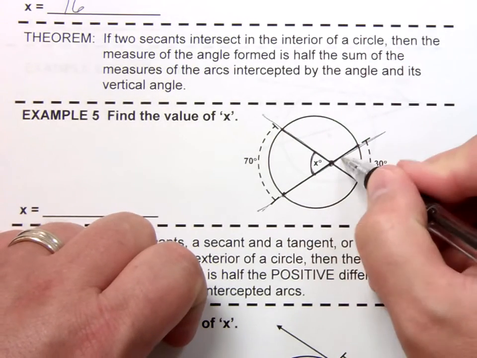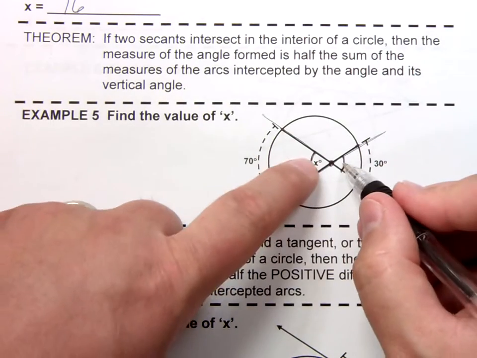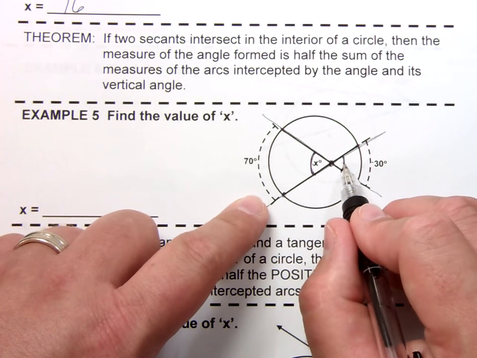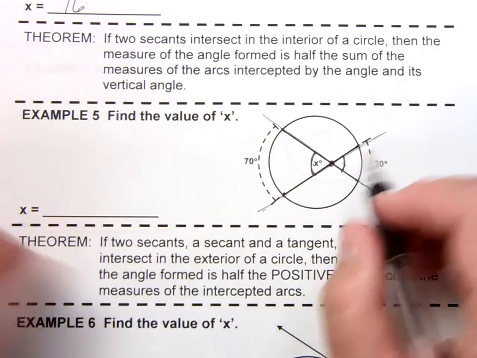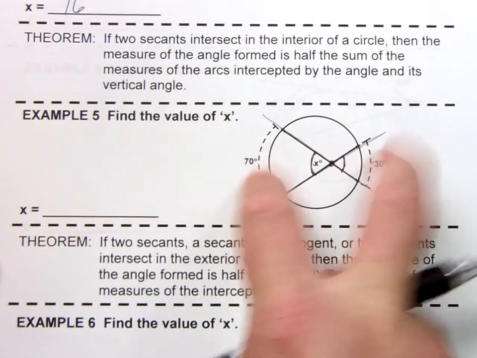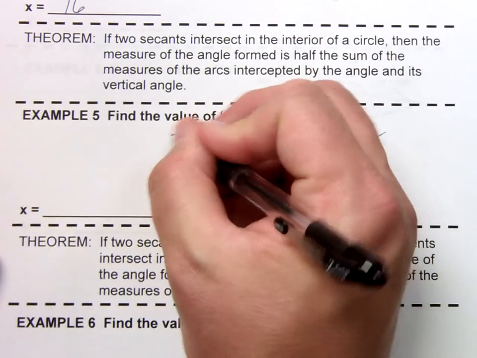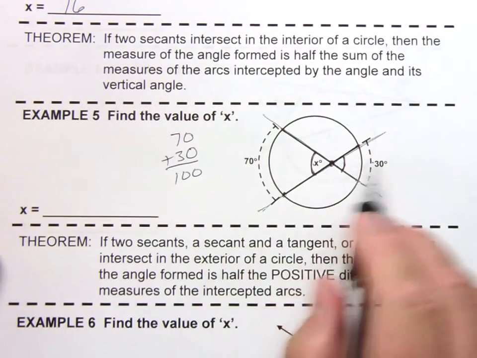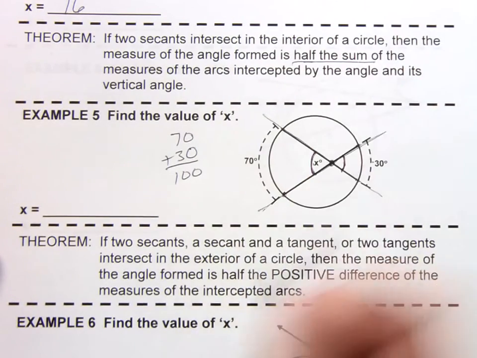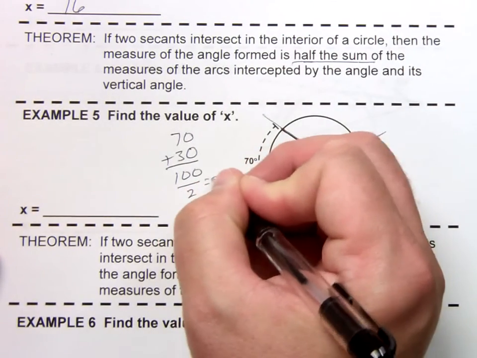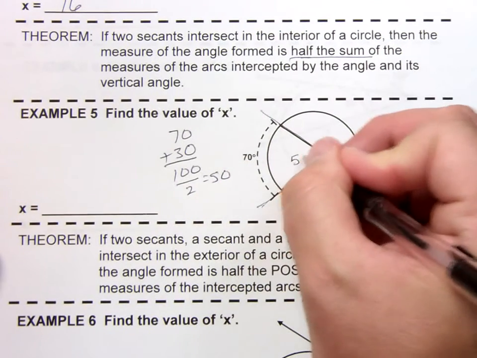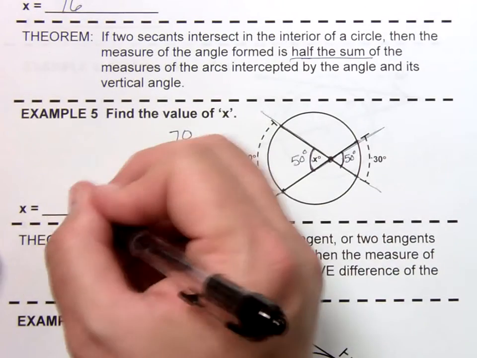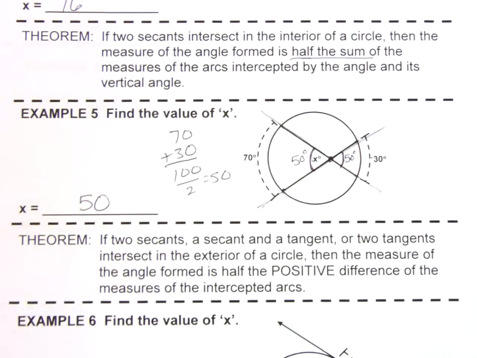So this angle is vertical with this angle. Each of those angles have an intercepted arc. This angle has an intercepted arc of 70. This vertical angle has an intercepted arc of 30. Well, that angle is half the sum of those two intercepted arcs. Sum means we're going to add. So 100 is the sum of the intercepted arcs, and it's half of the sum. So half of 100 is 50. So I know that each of these angles is 50 degrees. Remember, vertical angles are congruent to each other. So that x is 50, according to that theorem.